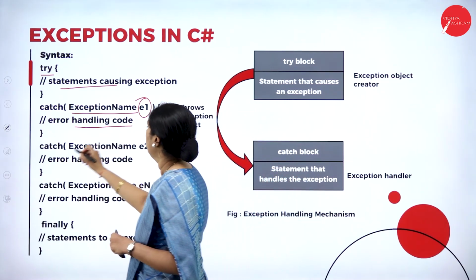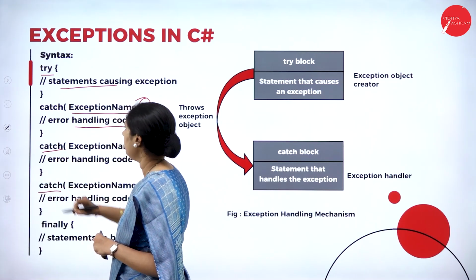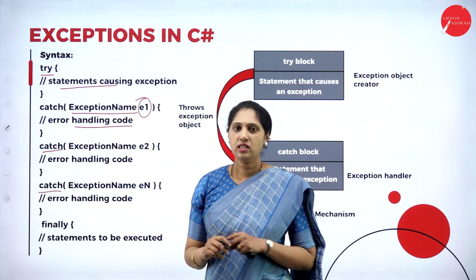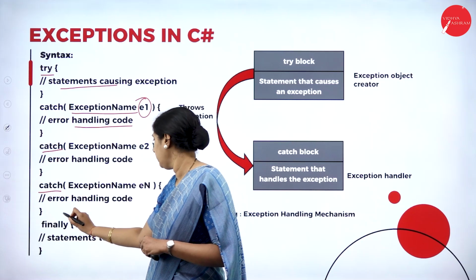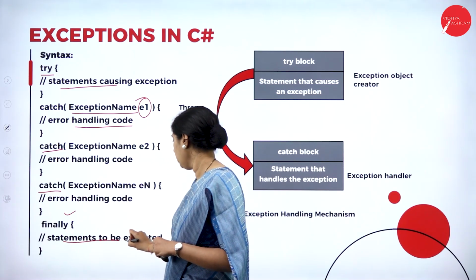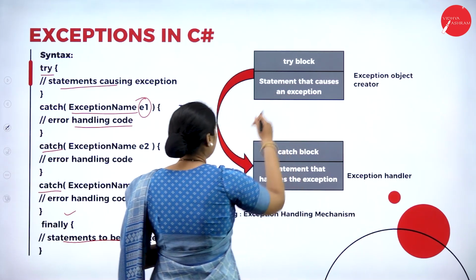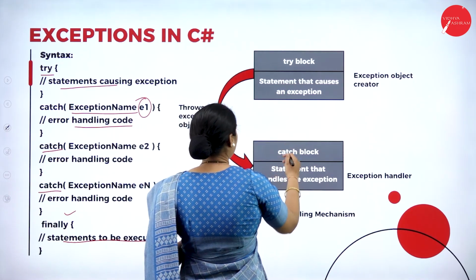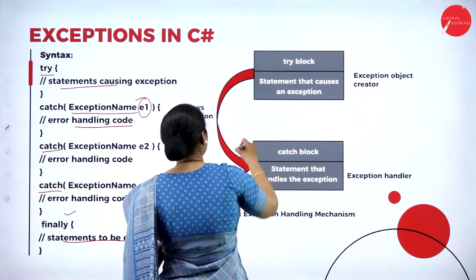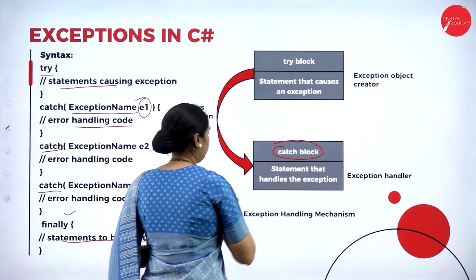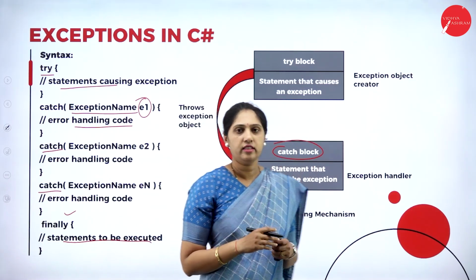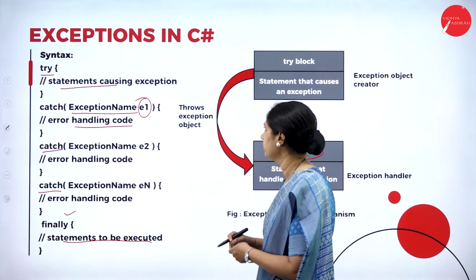So how many catch blocks have we written? Three catch blocks are there. The last is followed by a finally, so those statements will be executed even if there is no exception. Here you can see this try block and this catch block. If there is an exception, it comes to the catch block. This is the exception handling mechanism.